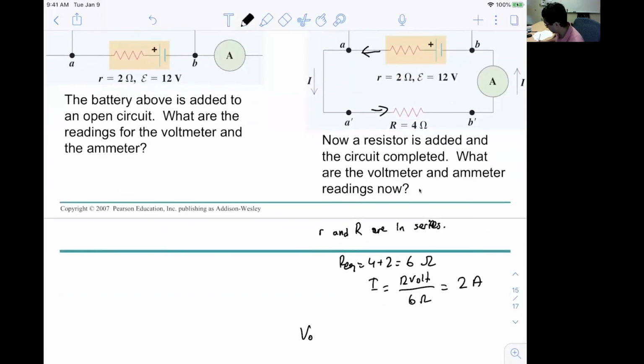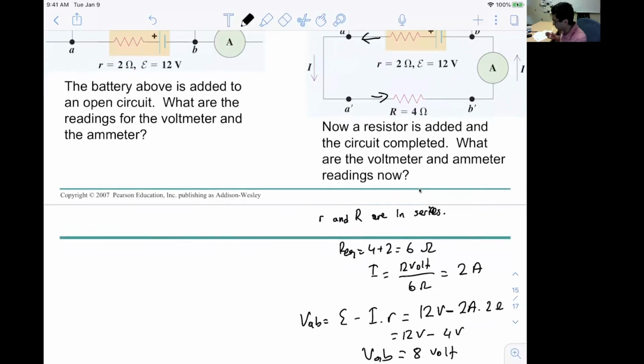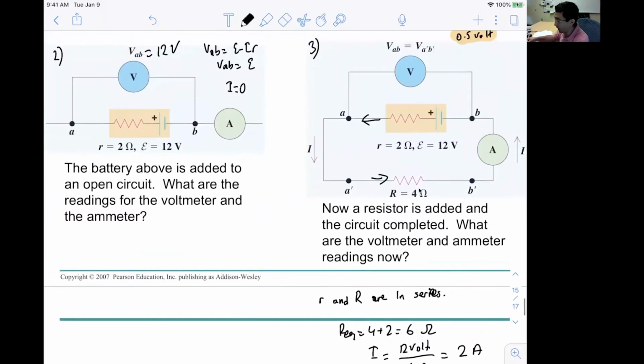Then the terminal voltage is the epsilon, the battery's EMF, minus I times the internal resistance, small r. 12 volt minus 2 amp times 2 ohm. It's the internal resistance, 2 ohm. So you have 12 volt minus 4 volts, 8 volt. So the voltmeter is going to show this 8 volt, which is VAB, and the current is 2 amp.